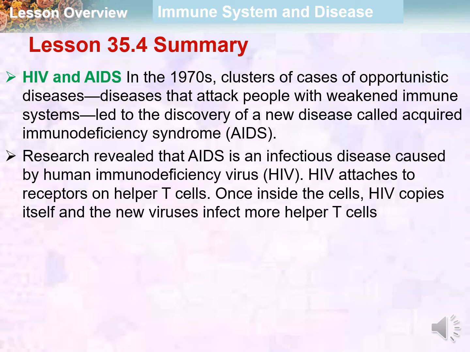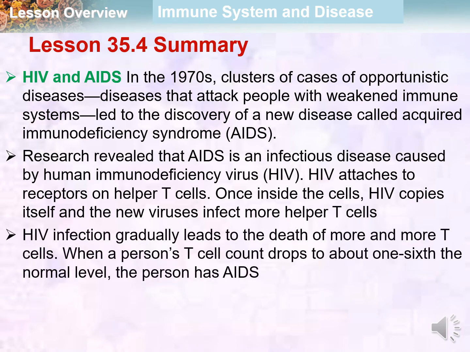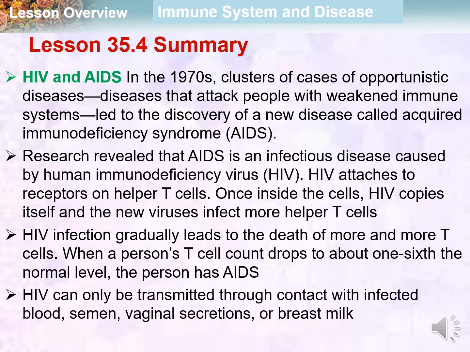HIV attaches to receptors on helper T cells. Once inside the cells, HIV copies itself and the new viruses infect more helper T cells. HIV infection gradually leads to the death of more and more T cells. When a person's T cell count drops to about 1/6 the normal level, the person has AIDS. HIV can only be transmitted through contact with infected blood, semen, vaginal secretions, or breast milk.